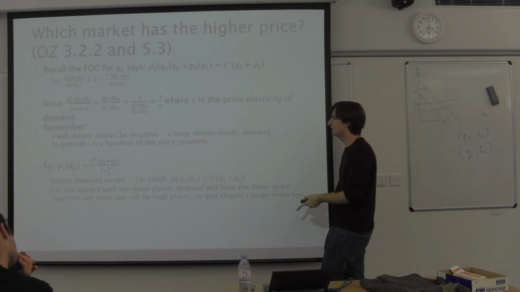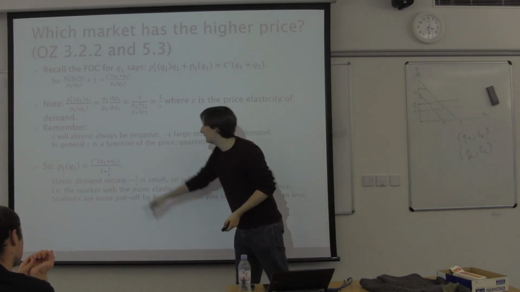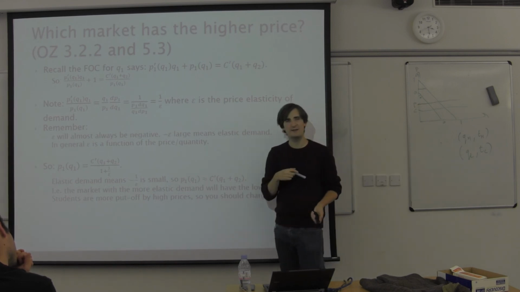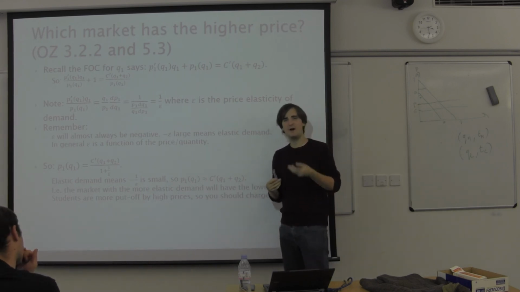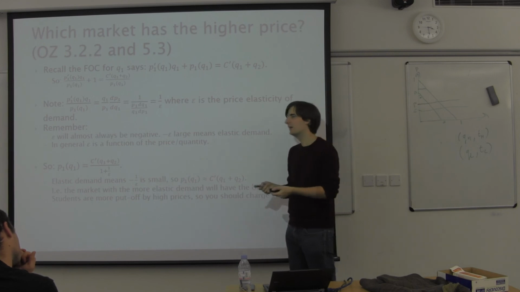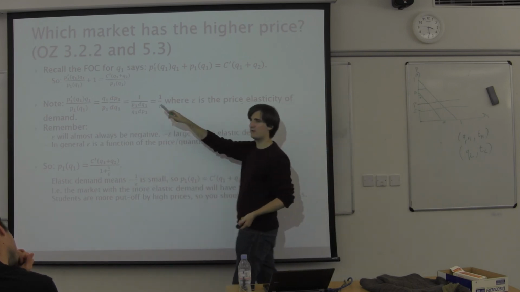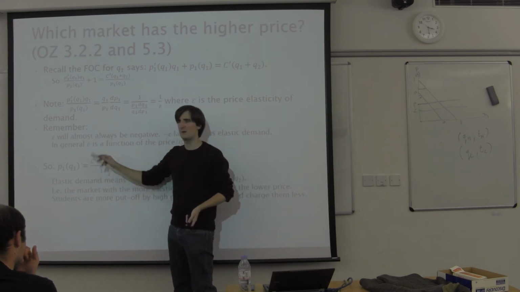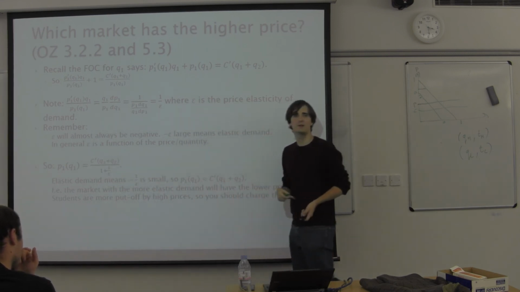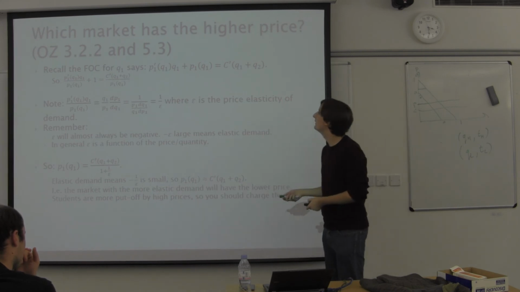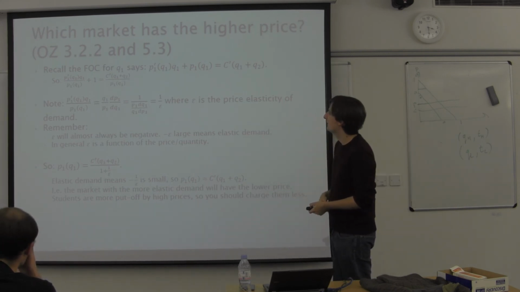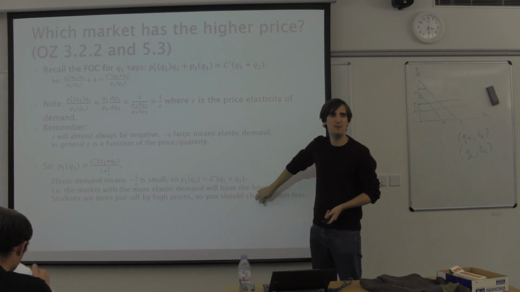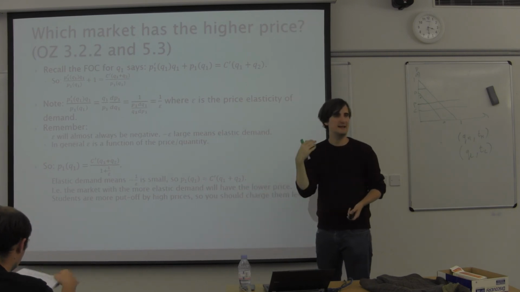It's just a straightforward consequence of this. And remember when we had isoelastic demand curves, epsilon was no longer a function of the price or quantity. Then this would just be the expression we got for the monopoly price with isoelastic demand. So all we're saying is that you charge a higher price to the market with the inelastic demand.